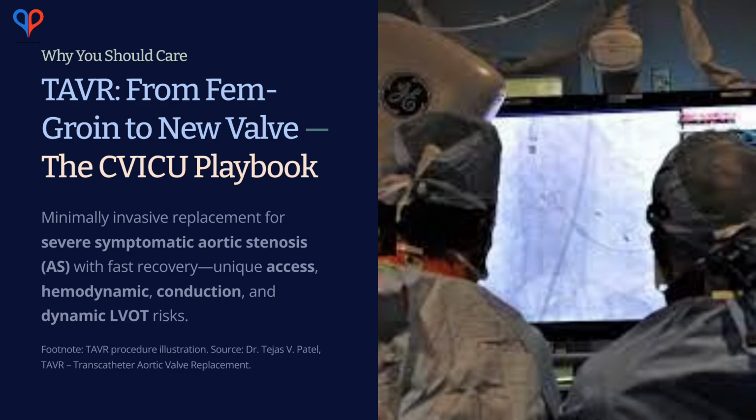Who gets a TAVR? Patients with severe symptomatic aortic stenosis. While it began for prohibitive or high surgical risk, it's now common in intermediate and selected low-risk patients after a heart team evaluation and meticulous CT sizing.